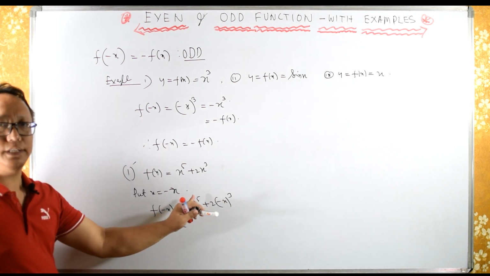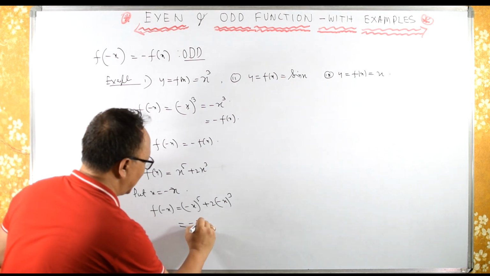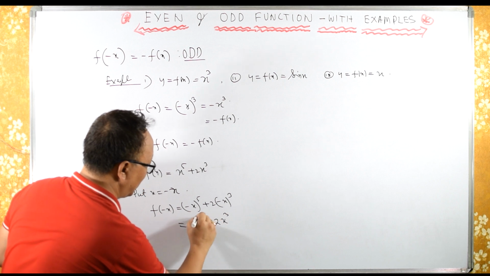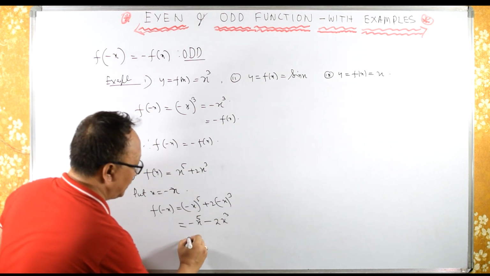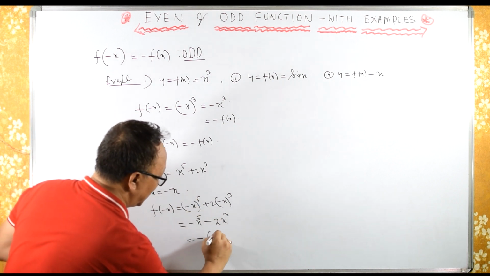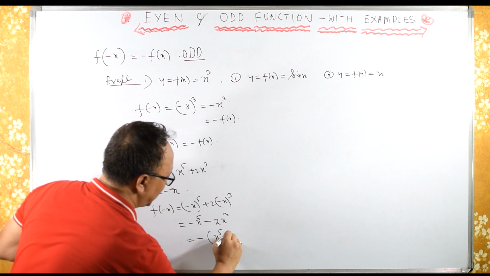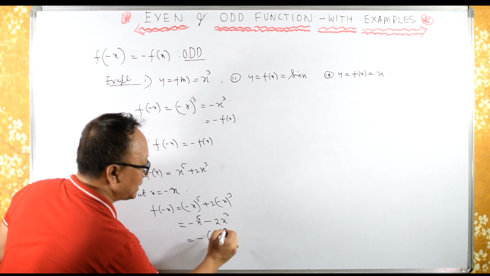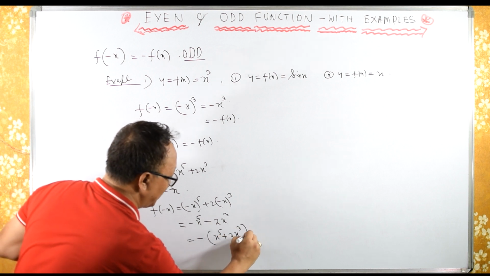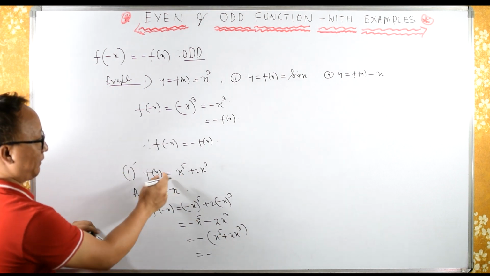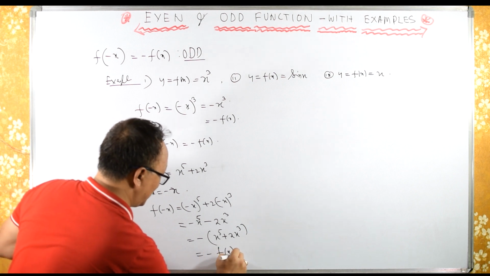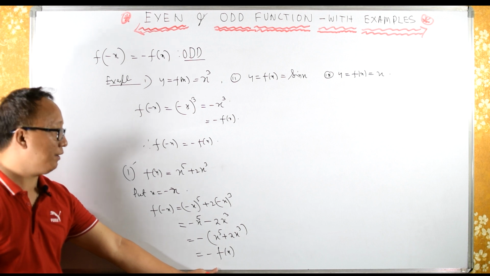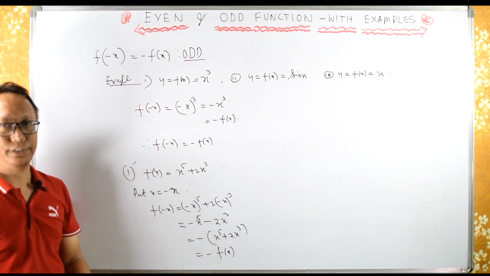Since it is an odd function, we will get minus x to the 5 minus 2x cube. If I take minus common, here I will get minus of x raised to 5 plus 2x cube. This is my f of x. So I am getting f of minus x becomes minus f of x. Therefore, it is an odd function.